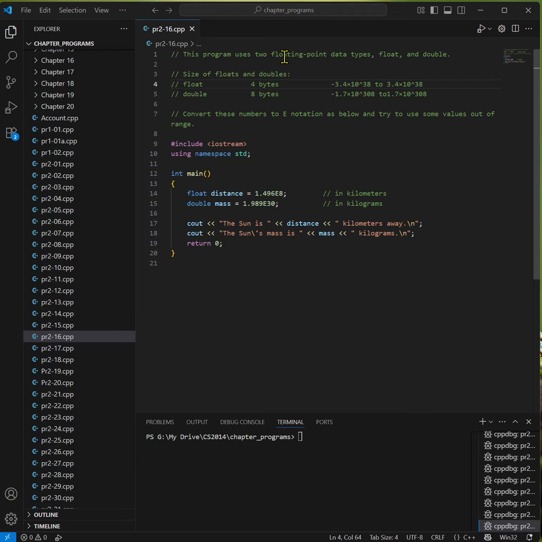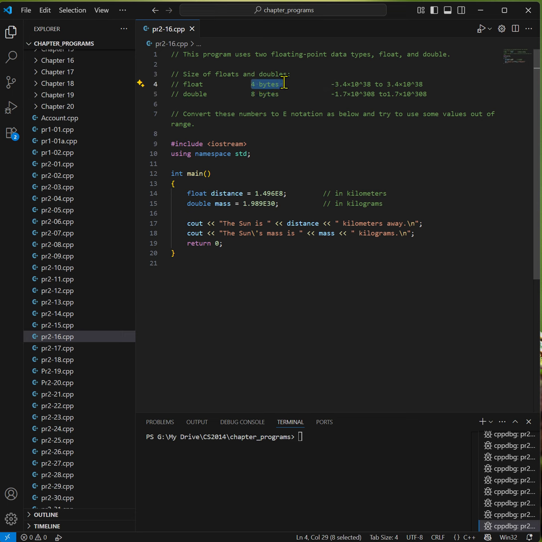Okay, so now we're going to go to numbers with decimals. And we're going to look at two of them, the float and the double. And the double, as we can expect, has a wider range than the regular float. If you look at how much memory they occupy, the float takes 4 bytes and the double 8 bytes. But look at the ranges.